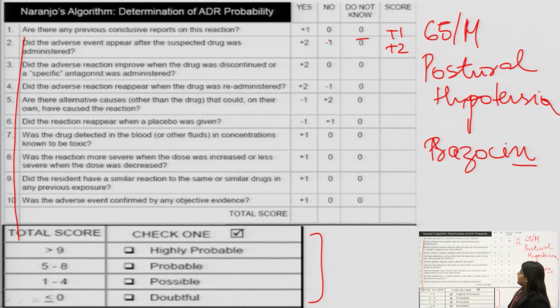Then, did the adverse reaction improve when the drug was discontinued or a specific antagonist was administered? Imagine the patient is coming to me for the first time. I am a physician and I did not have the time to ask him to stop the drug. So I do not know whether, if I ask him to stop the drug, the reaction will stop or not. Right now my answer is I don't know. In that case, the score is 0. I put a 0 there.